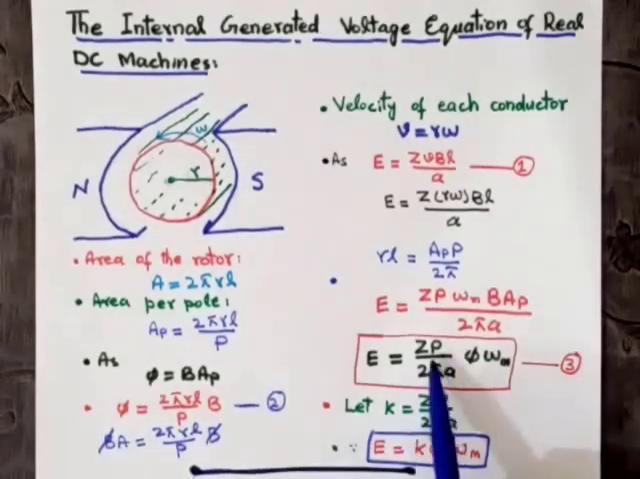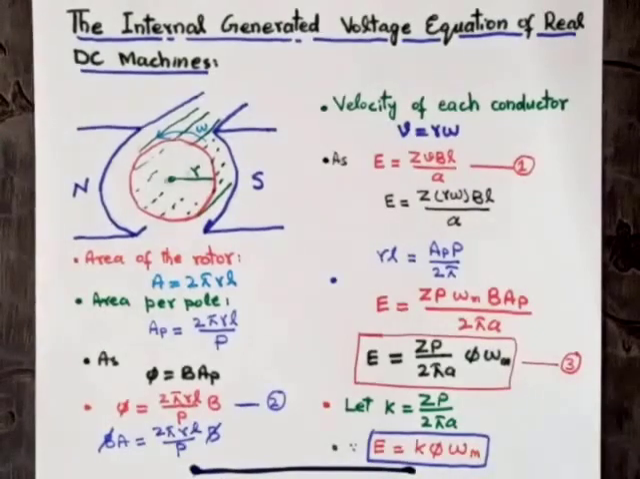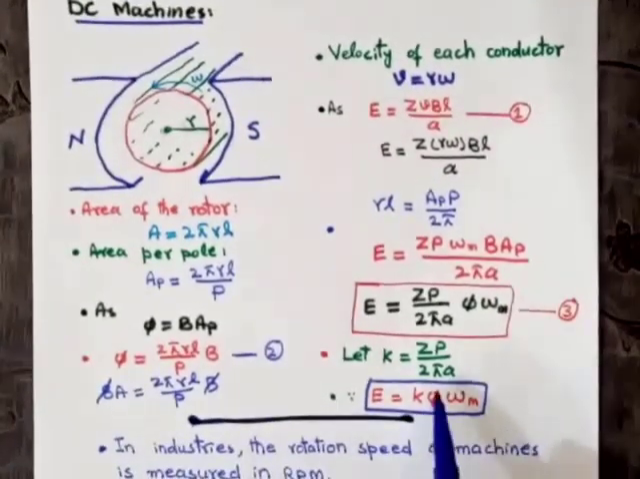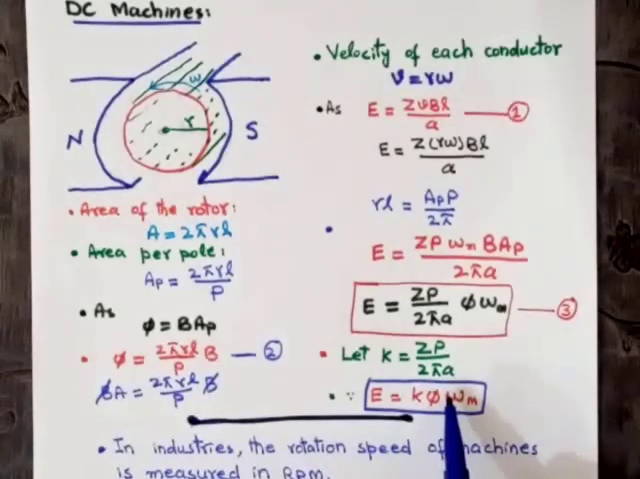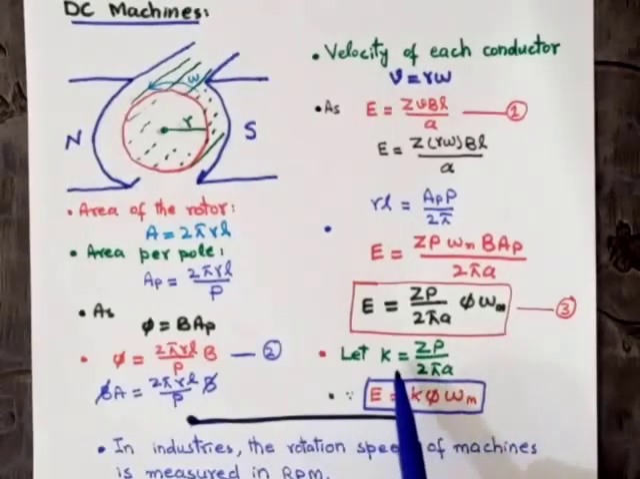Let the constant factor be equal to K. Then E is equal to K phi into omega m, where K is equal to ZP over 2 pi A. The final equation of the internal generated voltage in case of a real machine is E is equal to K phi into omega, where omega is the angular speed, phi is the flux, and K is the constant factor, as K is equal to ZP over 2 pi A.